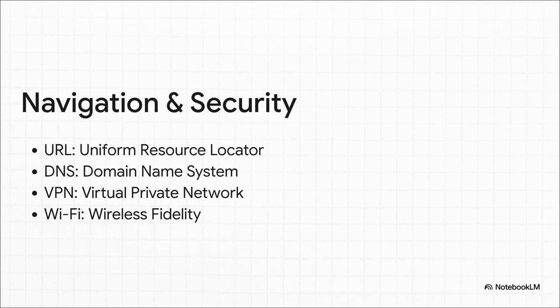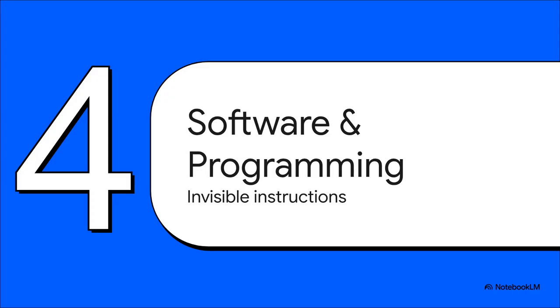For security, a VPN is a virtual private network, which creates an encrypted, private tunnel for your data to travel safely through public networks without being intercepted. And lastly, the everyday wireless standard we all use, Wi-Fi, simply stands for wireless fidelity. Shifting gears now to Section 4, Software and Programming, the invisible instructions.